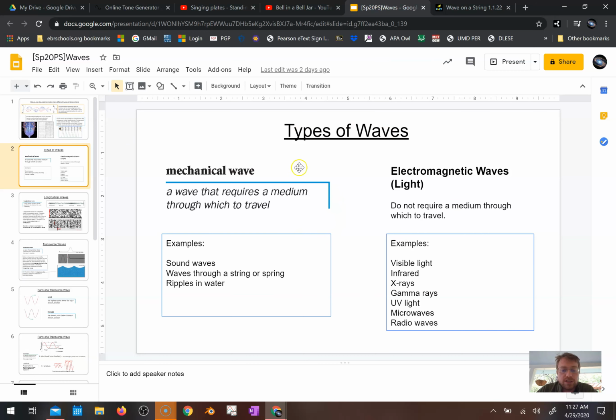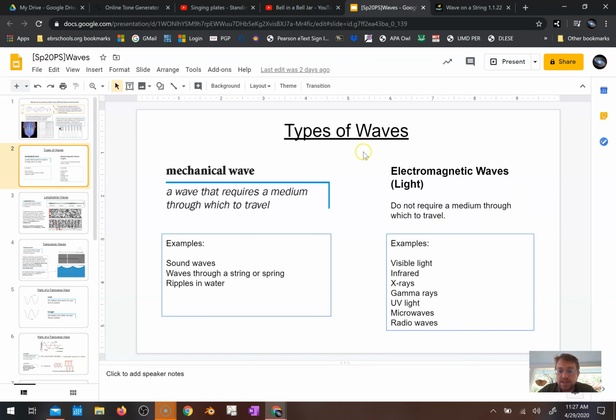Sound is a mechanical wave. Other examples would be ripples in the water or waves on a string, like in this little virtual environment where I showed you the Mardi Gras beads. That was a wave traveling through something physical. That's a mechanical wave. Some waves do not need to travel through something physical.